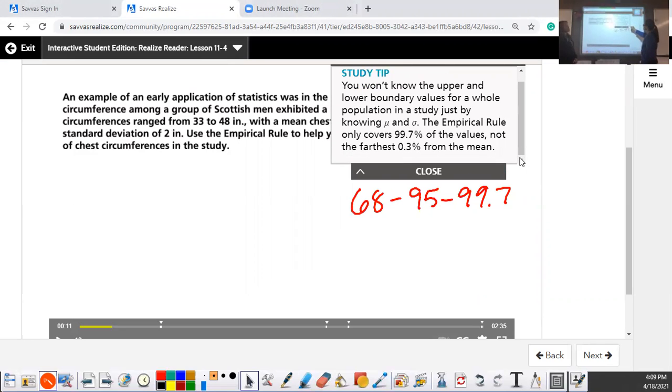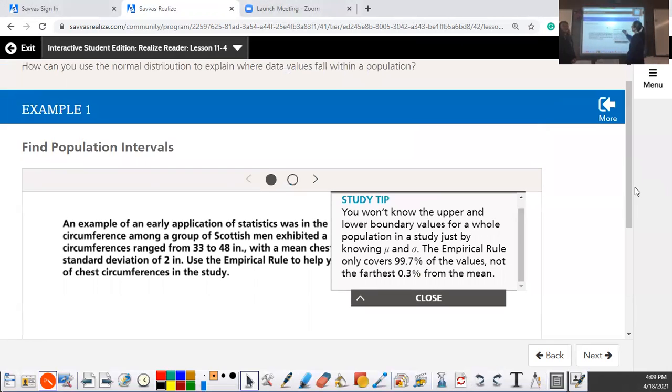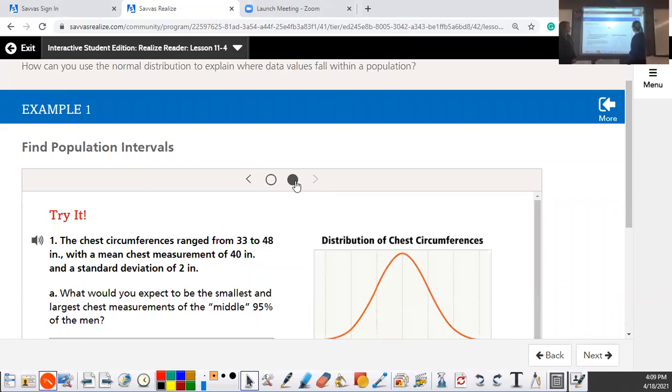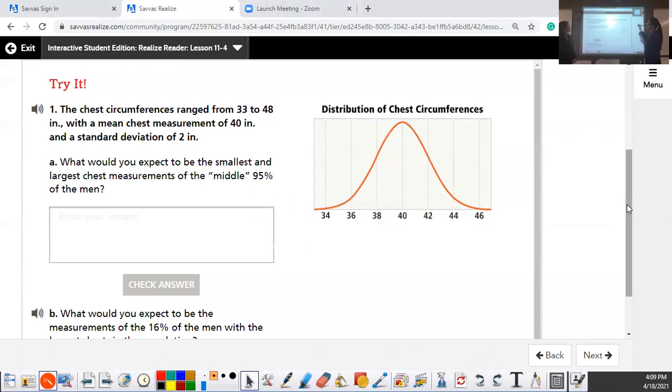You won't know the upper and lower boundary values for a whole population in the study just by knowing the average and the standard deviation. The empirical rule only covers 99.7% of the values, not the farthest from the mean. So there could be an outlier way out there that is not considered, and that's just part of the error of the rule. Let's walk through this a little bit more as our example.